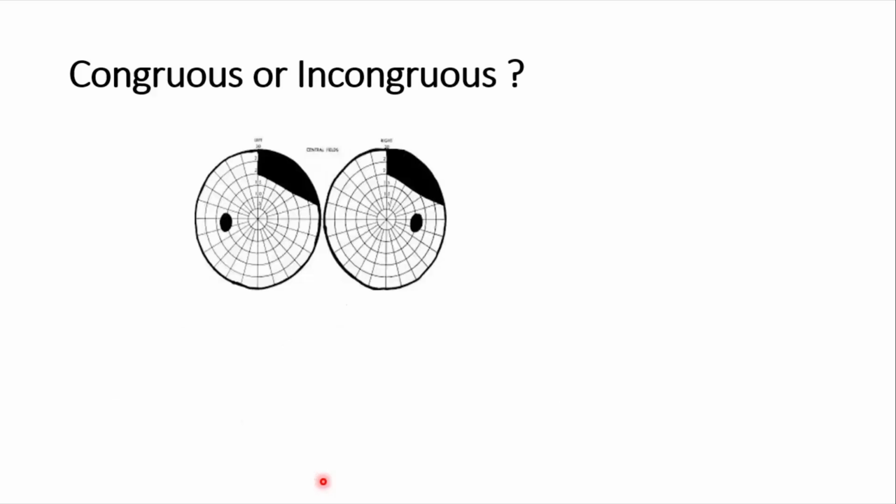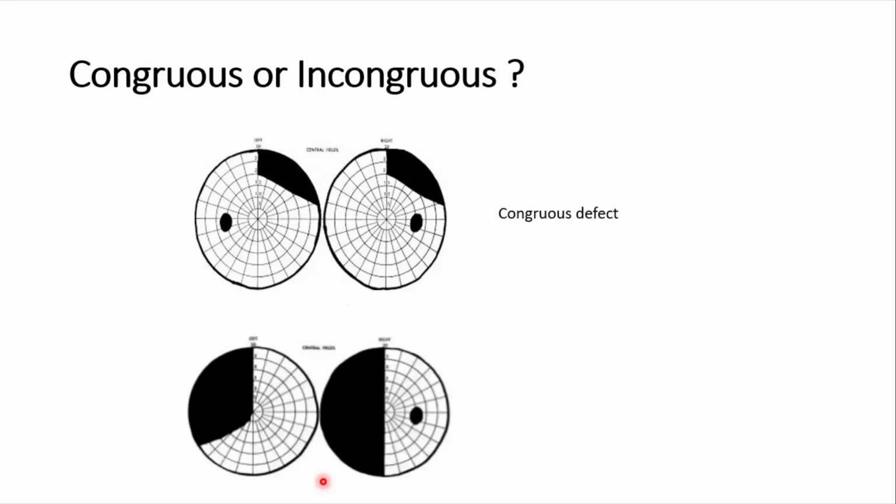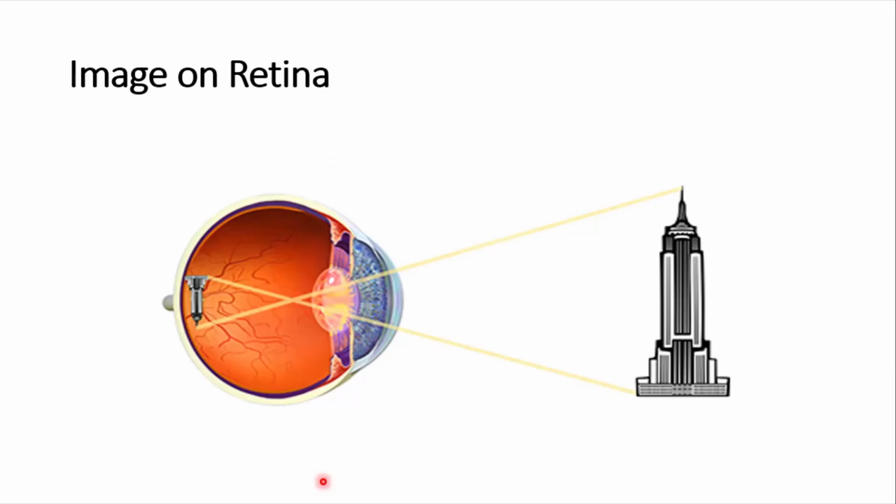And what is congruous or incongruous? Congruous means they are symmetrical. So here we can see it is a right superior quadrantanopia, whereas incongruous means there is asymmetry between the two eyes. At this juncture, we'll also understand a few other concepts.